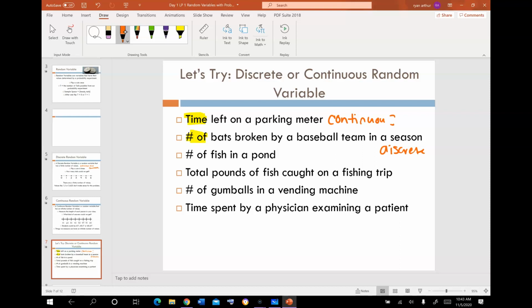Number of fish in a pond. Are you going to have half a fish in a pond? I hope not. It'd be kind of a little weird. But you can't have half a fish. You can't have a quarter of a fish. A fish is a whole object that I can physically count. So therefore, it is discrete also. And you see how it says number of? That is discrete.